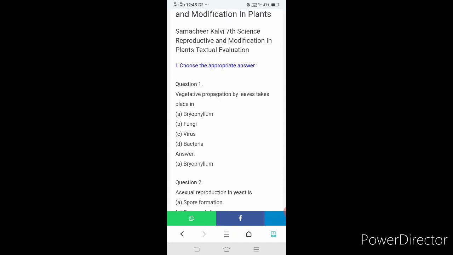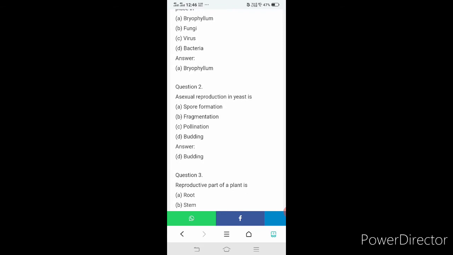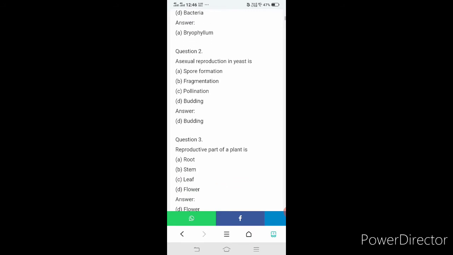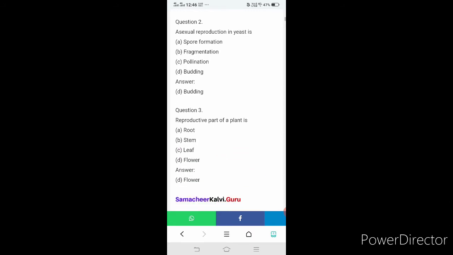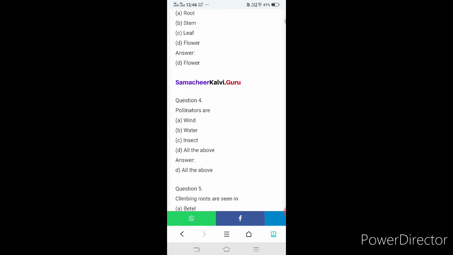First question, vegetative propagation by leaves takes place in bryophyllum. Second one, asexual reproduction in yeast is budding. Reproductive part of a plant is flower.